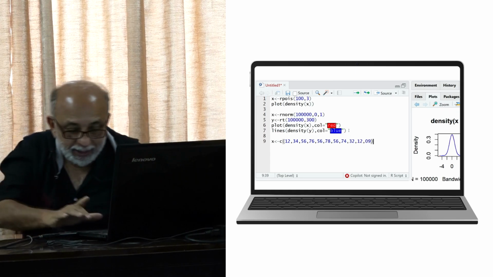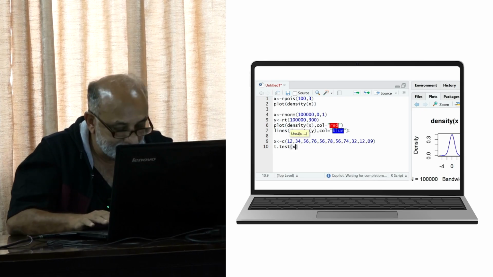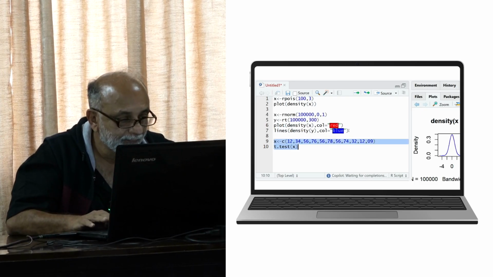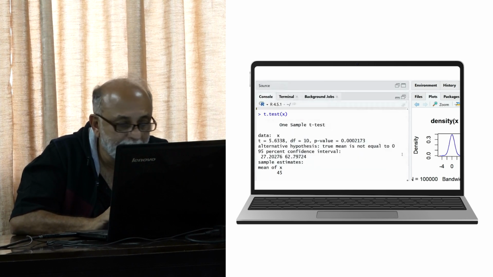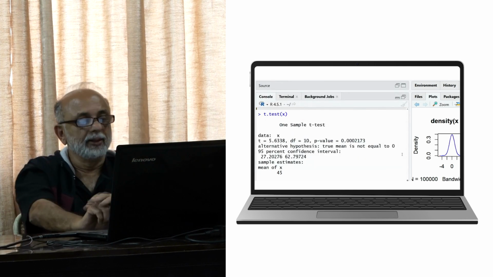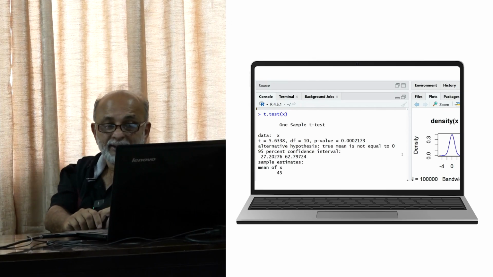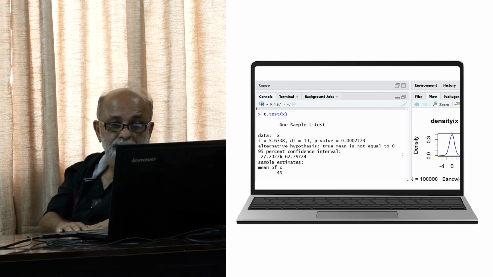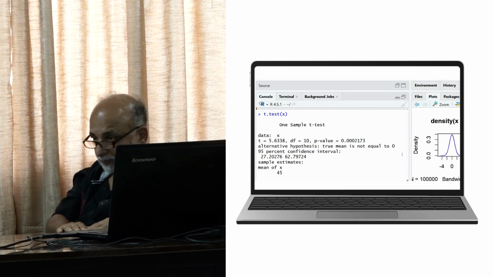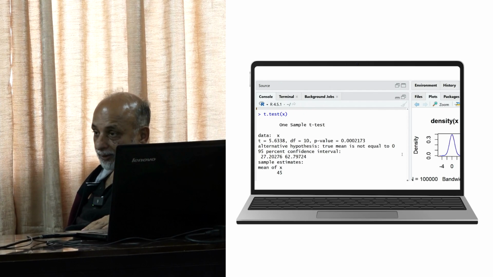Okay. So all that you have to do is to write t dot test x. What do you get? The value of t is 5.6338. Why is the degree of freedom 10? N minus 1. Okay. The p value is 0.00123.